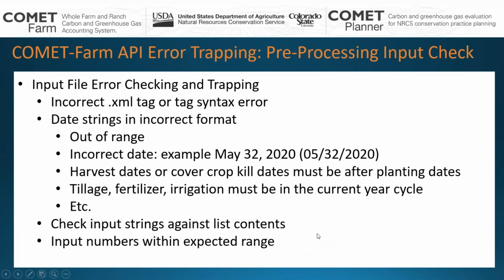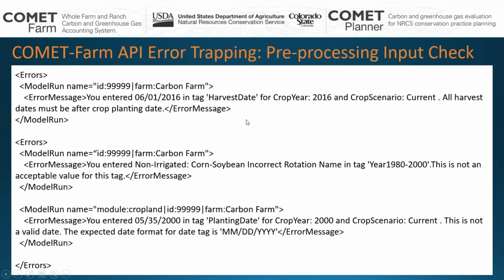And I'll give you some examples of what some of the error returns that come back look like. In this case, we have a date error. We entered a date here, 6/1/2016, the harvest date. But the harvest date in this case actually came before the crop planting date, and it's important that the harvest occur after the crops are planted. So this is one example of an error trapping that we do.